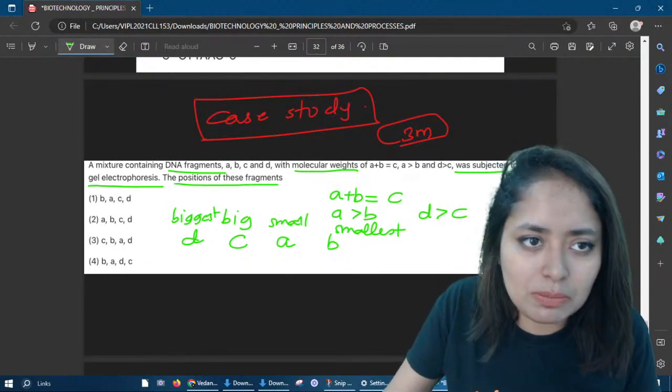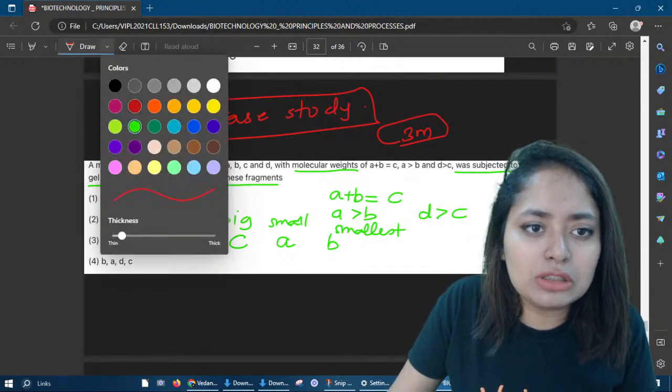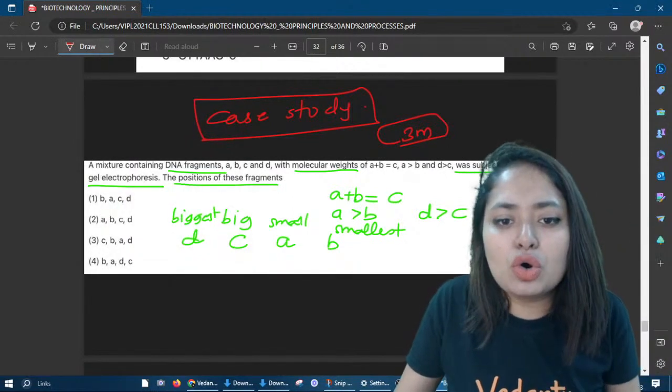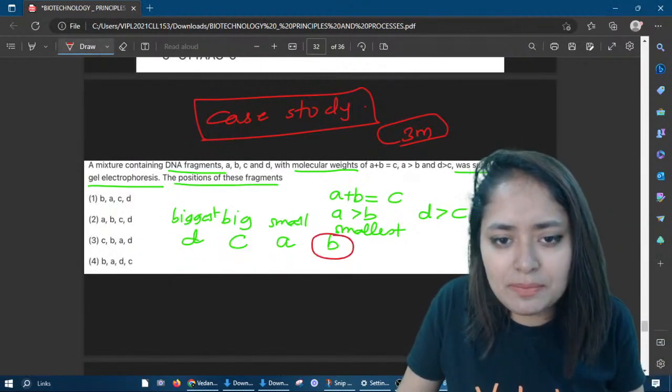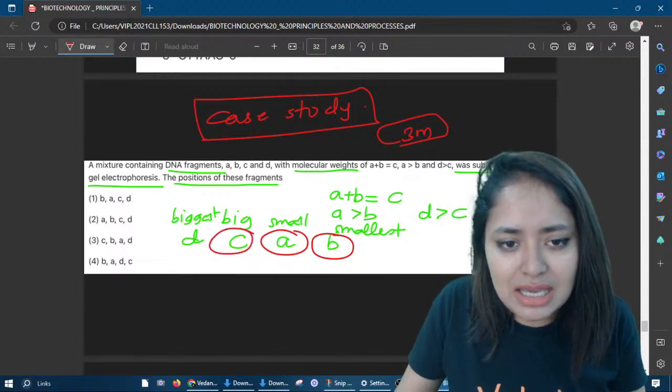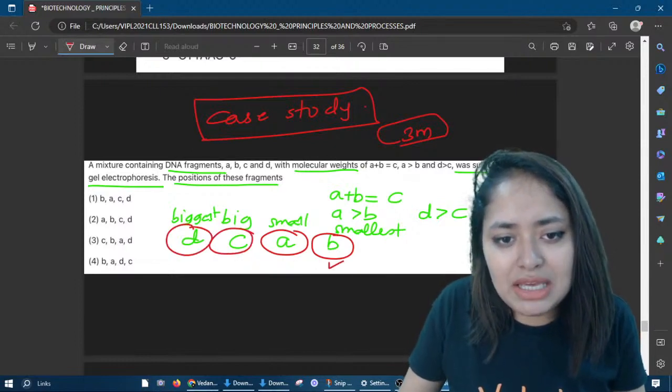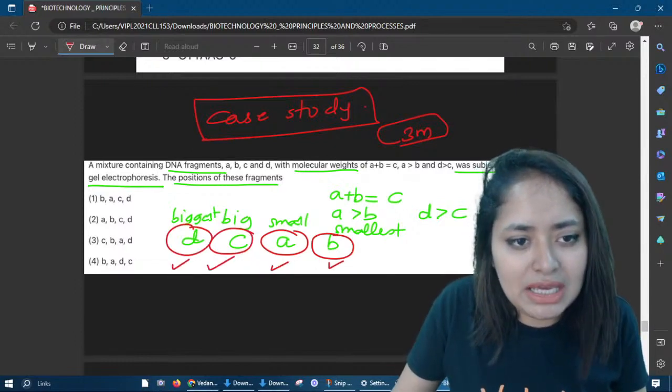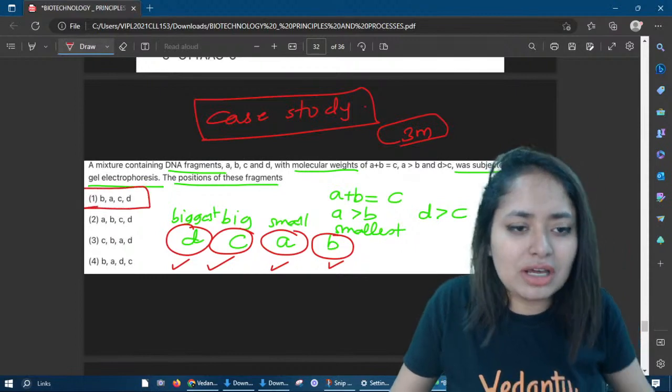The position of these fragments will be on the basis of their size, obviously. So let's say smallest is B, then A, then C, then D. The answer is B, A, C, D. How many of you got the correct answer?